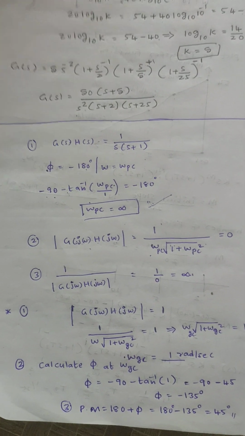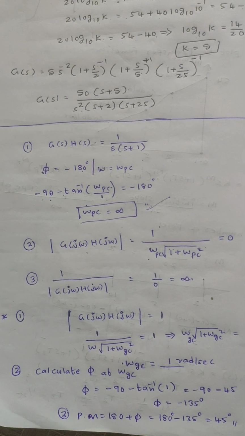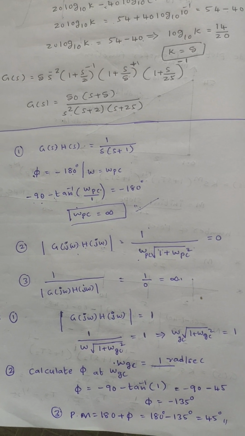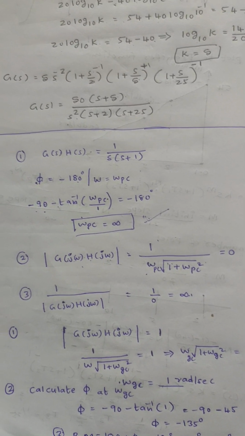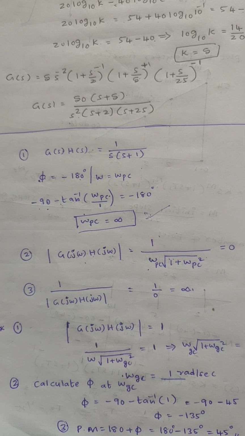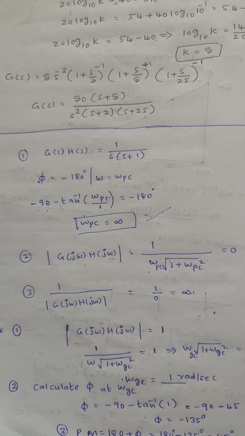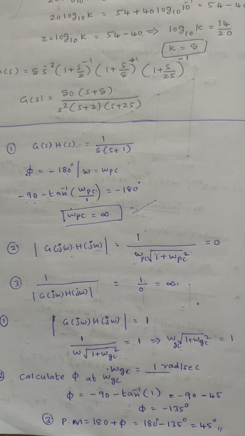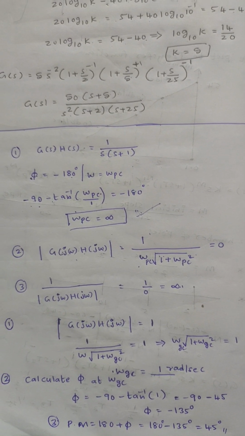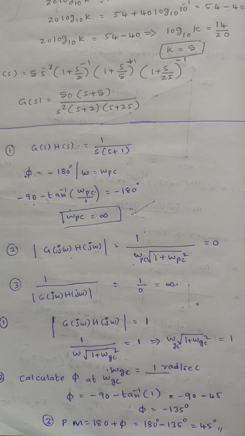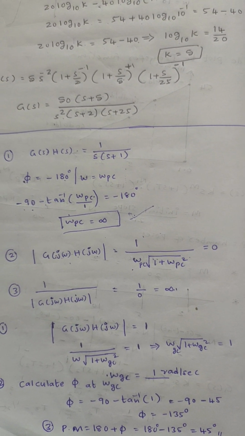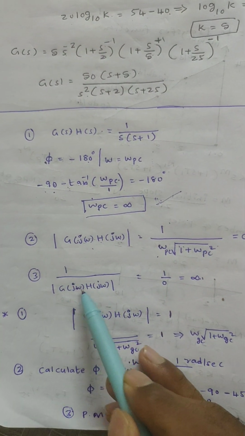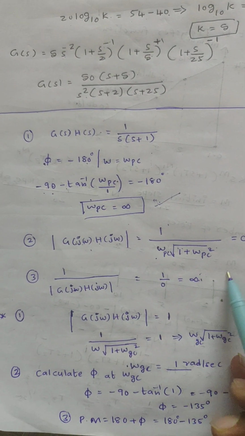To calculate gain margin, step 1 is first we need to equate phase angle to minus 180 degrees at the phase crossover frequency. That means there you can calculate omega suffix pc. Substitute that omega suffix pc in magnitude of G of j omega into H of j omega, and you will get the magnitude value. After that, gain margin is equal to 1 by magnitude of G of j omega into H of j omega, and you will get the gain margin.